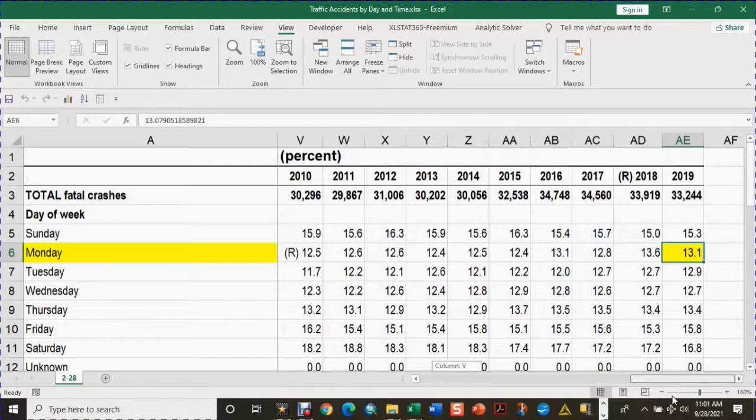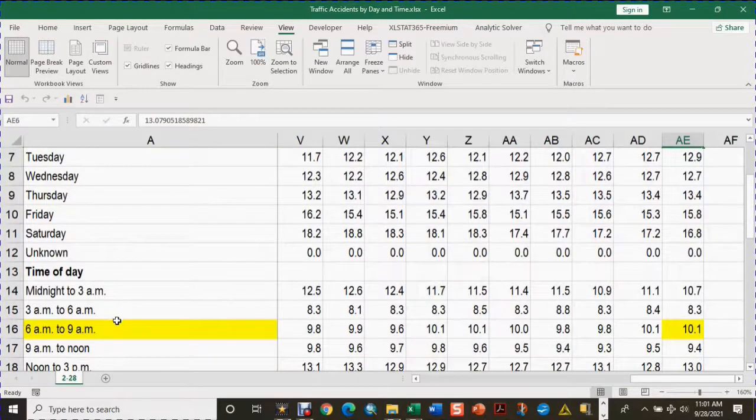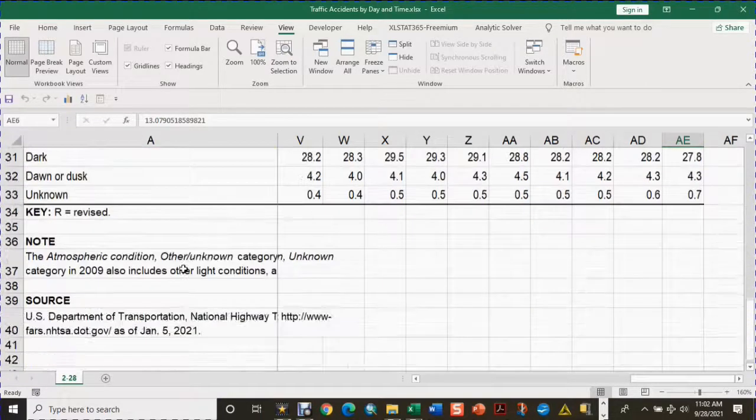And if you take a look at the highlighted areas, so the day of week is Monday, that's highlighted, and 2019 is 13.1%. So 13.1% of the accidents occurred on a Monday. And from 6 a.m. to 9 a.m., there was 10.1%. So you have your two percentages that you need. You have the Monday and you have the morning.